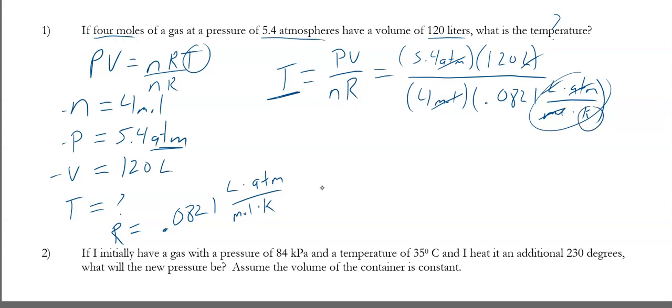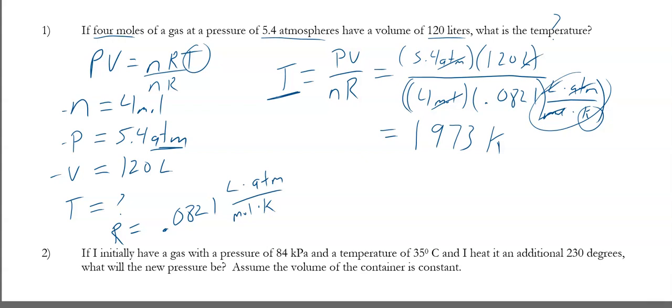That's a temperature unit. So we're going to go ahead and punch this into the calculator, making sure that we multiply these two numbers together before we divide on the bottom. And let's see what we get. When we punch that into the calculator, we get 1,973 degrees Kelvin. Okay, that's pretty hot.